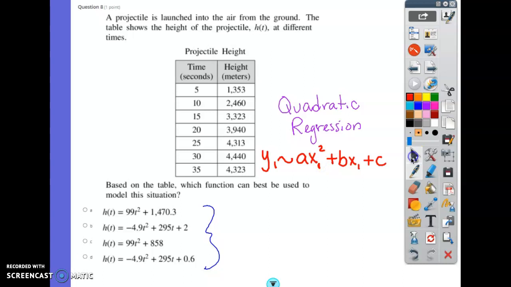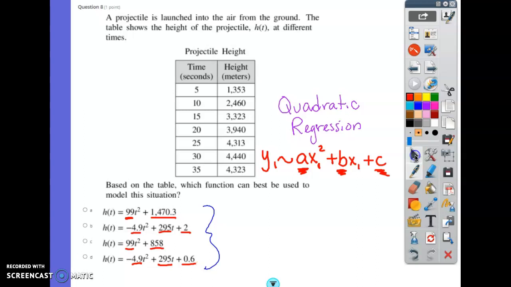We're going to go ahead and type this table in Desmos. We're going to type this equation. It's going to give us the a, the b, and the c. And then we're going to be able to look for it here. This is A, B, C. So we're looking for the A, the B, and the C.